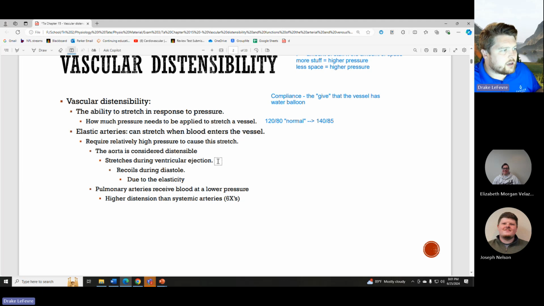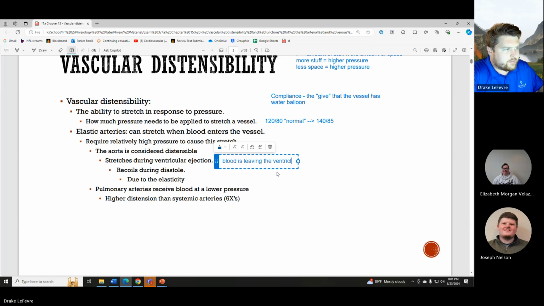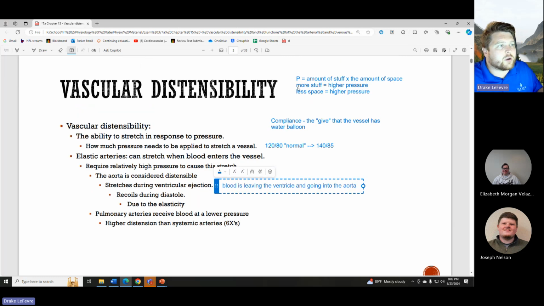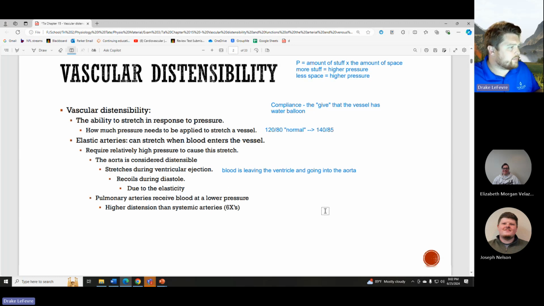It stretches during ventricular ejection. And this makes sense, because if we think about ventricular ejection, blood is leaving the ventricle and going into the aorta. So we're increasing pressure because we're adding more stuff. Because we have more stuff, we increase the pressure, and that causes the aorta to expand, to have a little bit of give. And it recoils during diastole thanks to the elastic components inside of it.